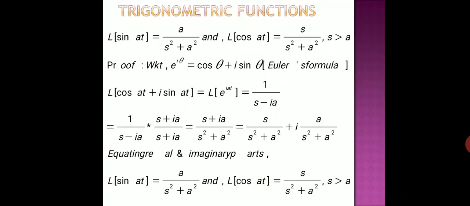Equating real and imaginary parts, we get L of sin at, which is the imaginary value. So I write a divided by s squared plus a squared. And L of cos at is the real part, so we get s divided by s squared plus a squared. Here s is greater than a. These were the next two formulas for Laplace transformation.